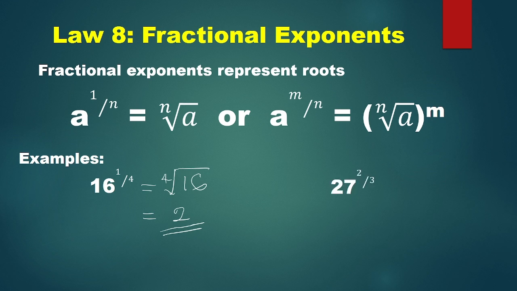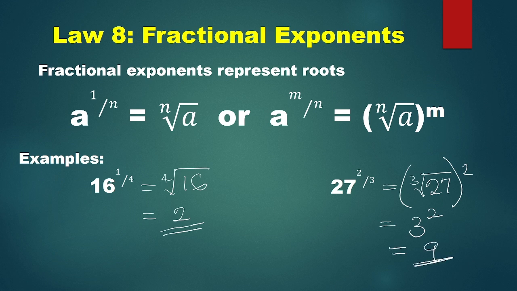Another example. In this case, I have 27 as the base, and I have an exponent of 2 over 3. Now, the denominator of my exponent becomes the root of the base, which is 27, raised to the power of the numerator. So what is that number that if I multiply 3 times it will give me 27? That's just 3. Don't forget the power 2. So 3 raised to the power 2 will simply be equal to 9.